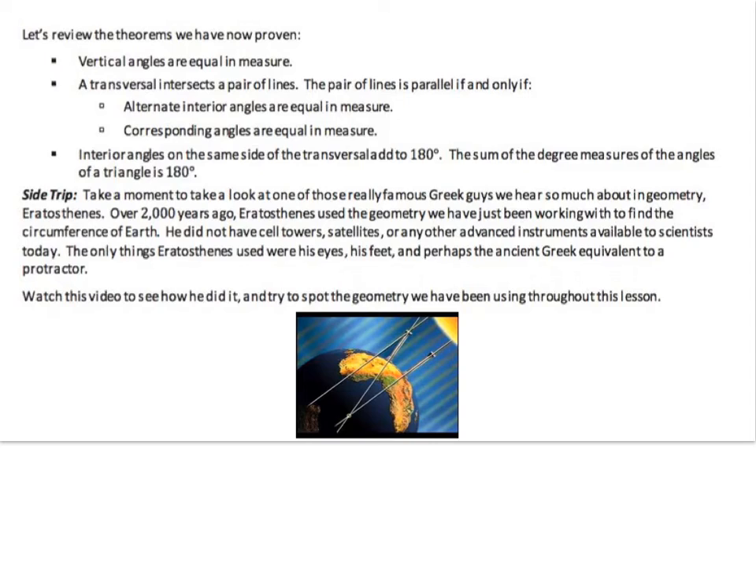Over 2,000 years ago, that person used the geometry we have just been working with to find the circumference of the Earth. He did not have cell towers, satellites, or any other advanced instruments available to scientists today. The only thing he had used were his eyes, his feet, and perhaps the ancient Greek equivalent to a protractor. Watch this video to see how he did it and try to spot the geometry we have been using throughout this lesson.